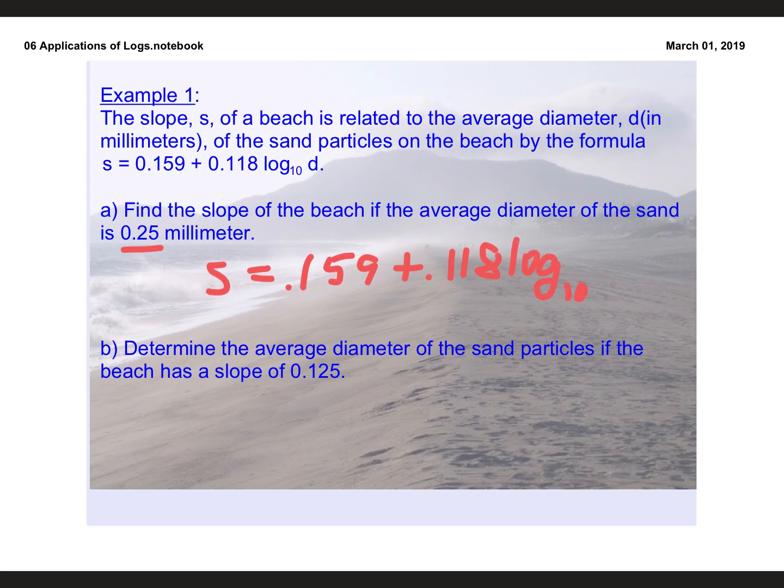And where do I put this? This said it was the diameter, so it's probably D. D in millimeters is the diameter. Okay, so then I'm going to put the 0.25 in where the D was, which is right there. So I'm going to put the 0.25, and remember, this is the argument. I'm putting it in a parenthesis.